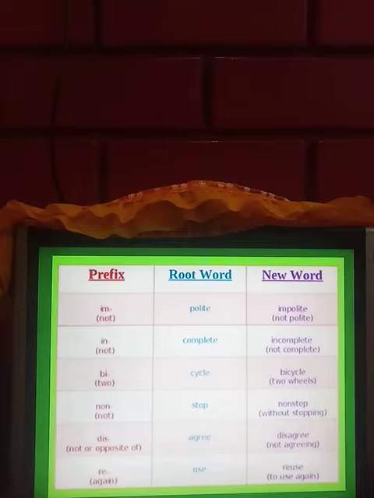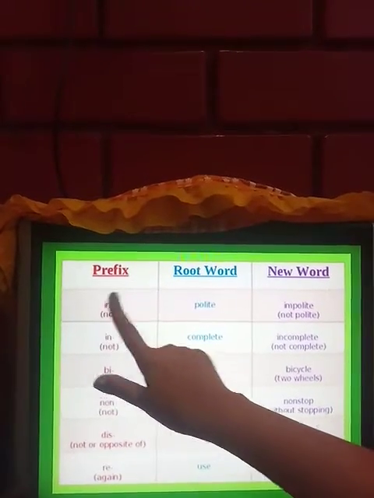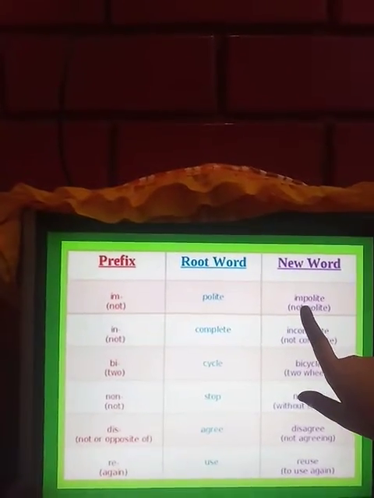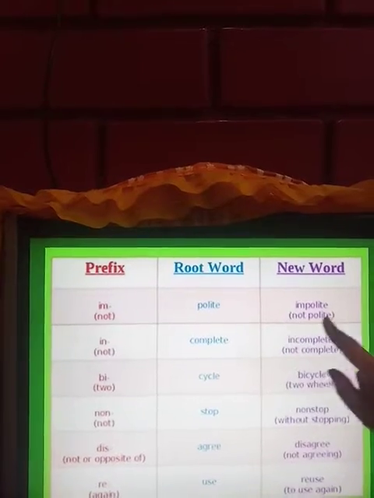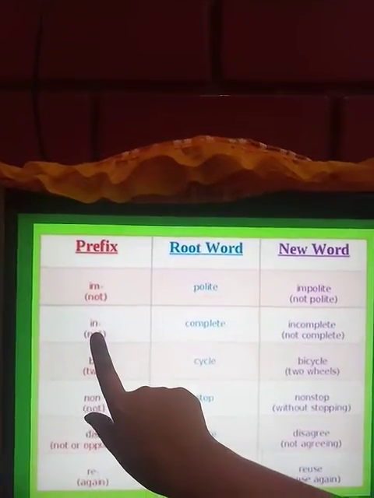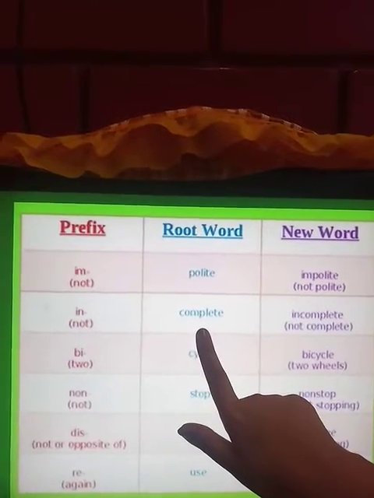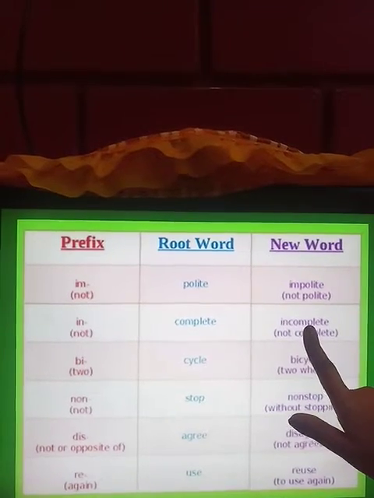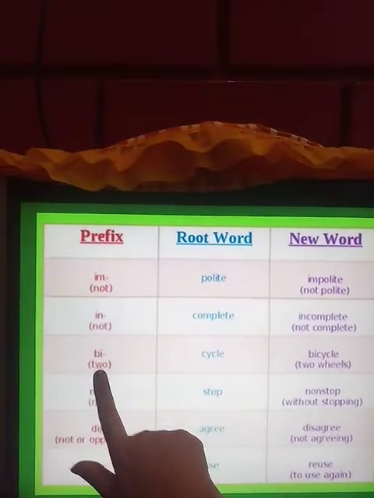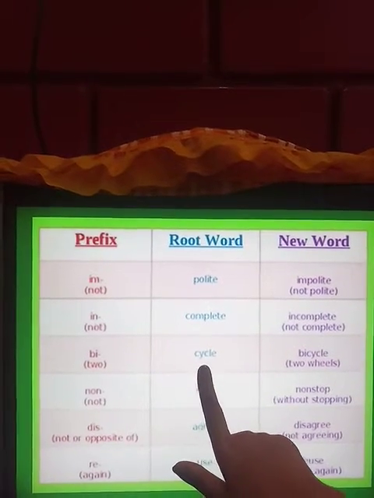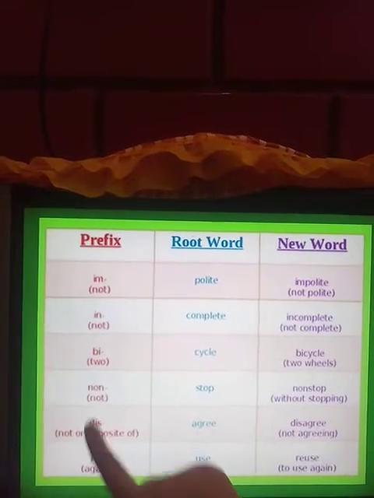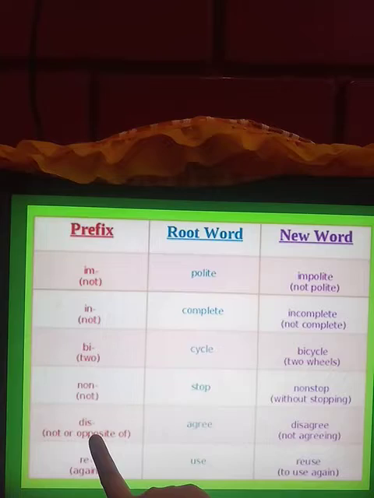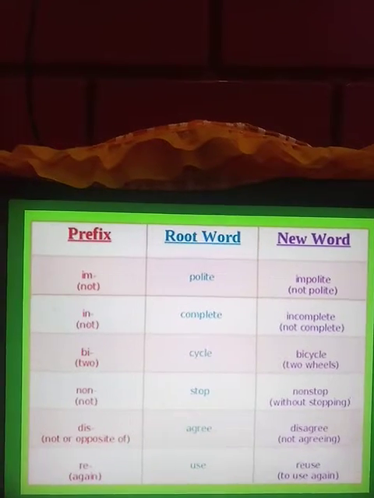Prefix, root word, new word. Im. Polite is the root word. When you add im to the beginning, it turns impolite, meaning not polite. In. Root word, complete. You add in to complete, it turns incomplete, which means not complete. Then bi plus cycle turns bicycle. Non plus stop, non-stop. Dis plus agree, disagree.